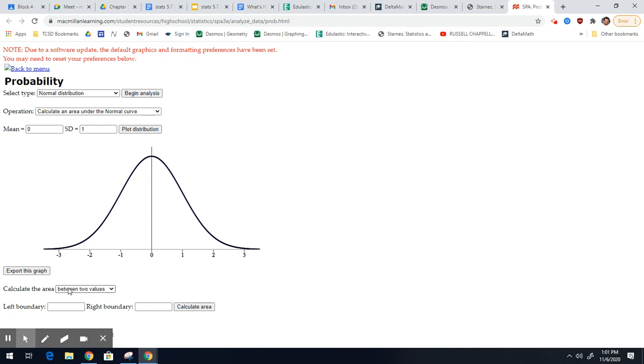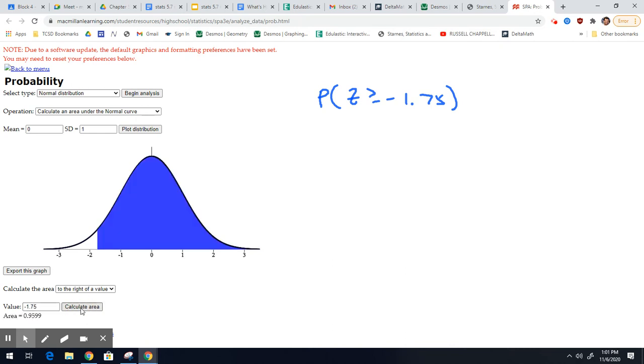Remember, we are trying to find the probability that z is greater than or equal to negative 1.75. So greater than means more than, to the right of, and our value is negative 1.75. And there is your probability, 0.9599.